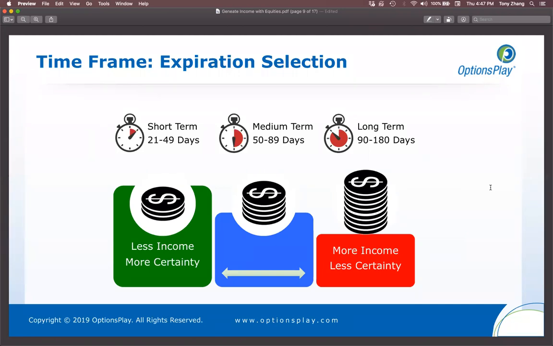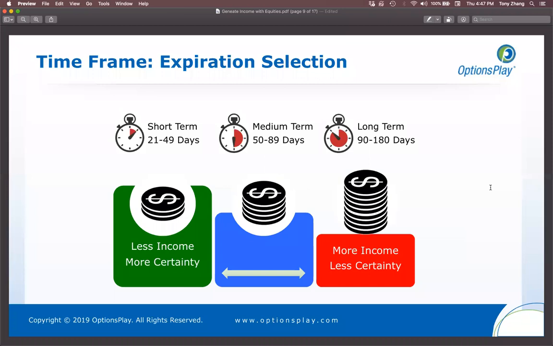Once you understand that, I think that helps you have the knowledge to be able to start doing some of this yourself. Whenever we're talking about cash secured puts or covered calls, you have to select two things: an expiration date and a strike price. As far as expiration dates, we looked at 3 categories: short, medium, or long term.